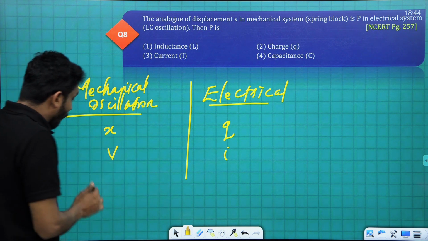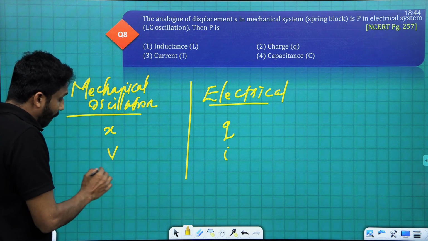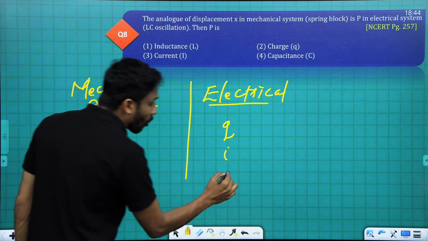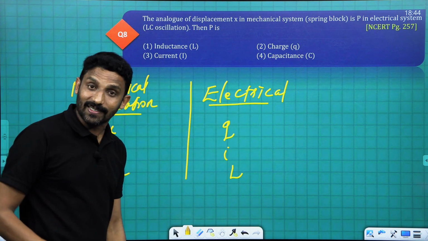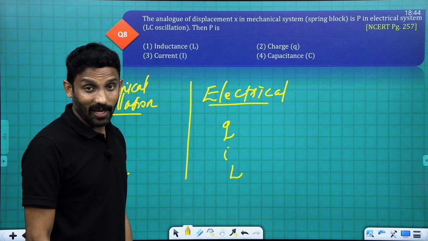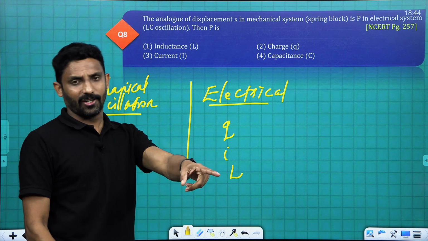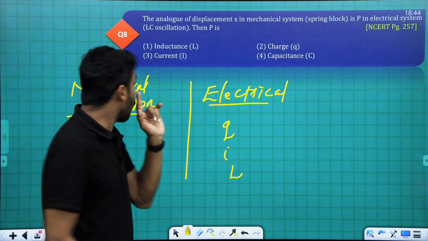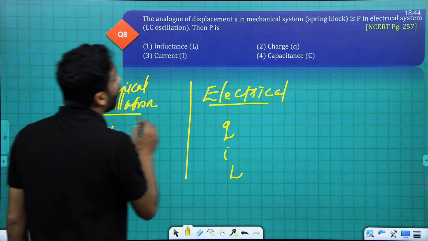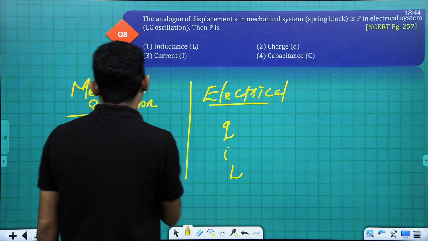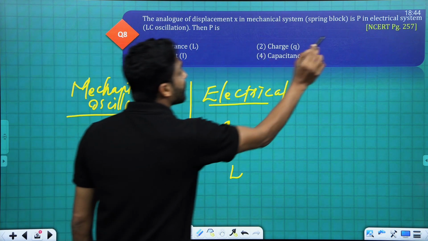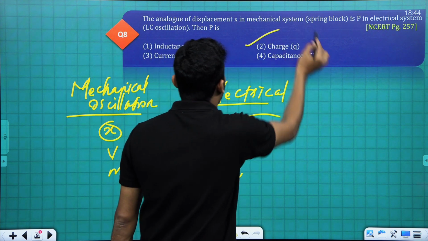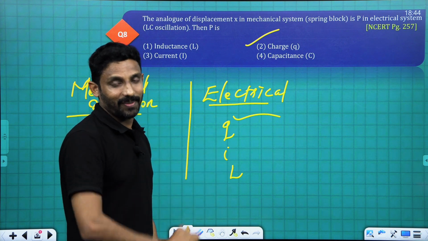Here the measure of inertia is mass. Here the measure of inertia is inductance. It is the measure of electrical inertia. In that way the comparison proceeds. And now our question, what is the analogous quantity of X in electrical system? In electrical system the quantity is charge. So the answer is option B.